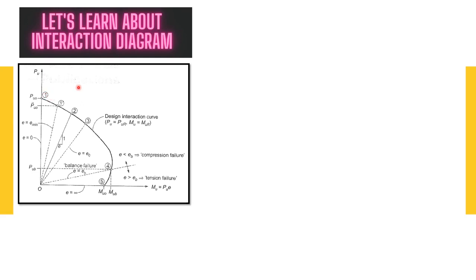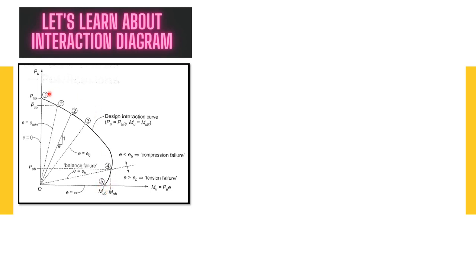Then where will be the e minimum, whether at 0.5, 0.4, 0.3, 0.2 or 0.1 dash? The e minimum will be at 0.1 dash, that is this point. This point will be the e minimum point. And the fourth point represents the balanced failure. There will be both compression and tension, and they will be balanced at this point. And the fifth point is where there is no axial load but only moment, meaning this is the maximum eccentricity. It is nothing but e is equal to infinity.